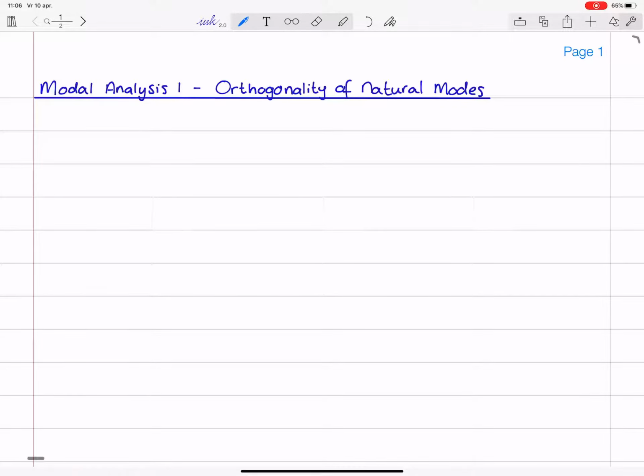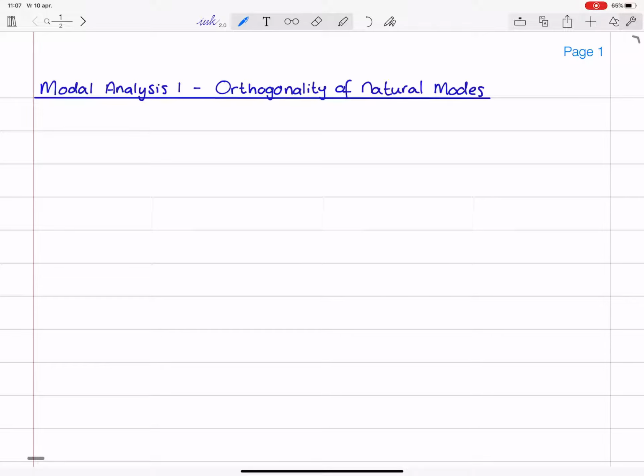Hello everyone and welcome to my lecture on the orthogonality of natural modes. This lecture will be relatively mathematical as I will demonstrate some mathematical properties of the natural modes. But we will need these properties for the real modal analysis of free and forced vibrations that I will do in later lectures. So think of this lecture as a bit of preparation for that.